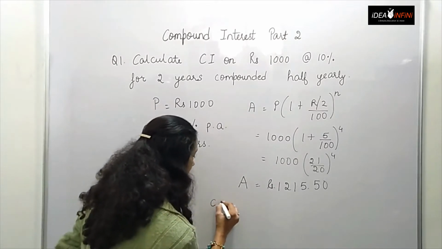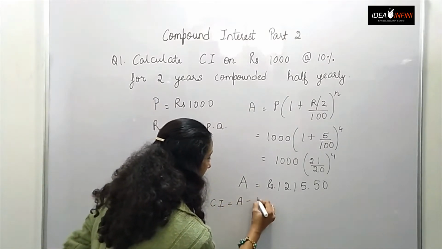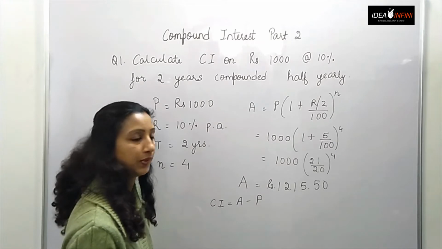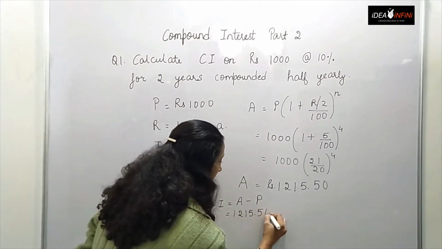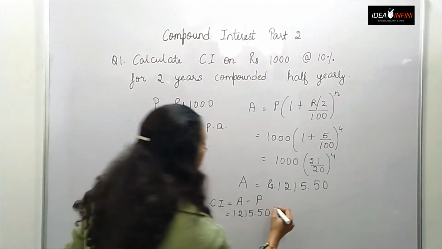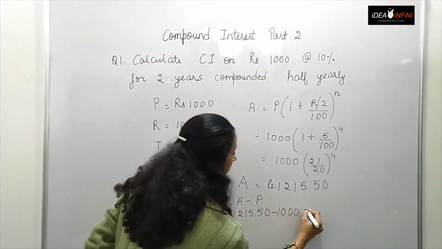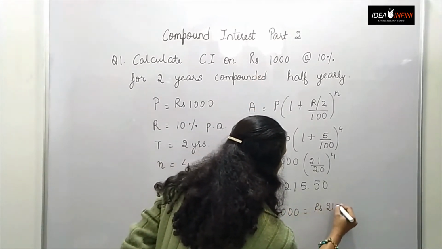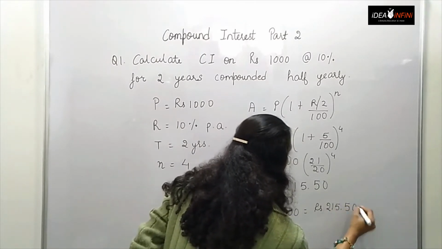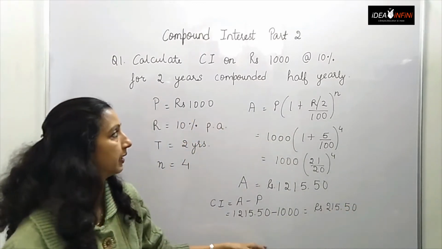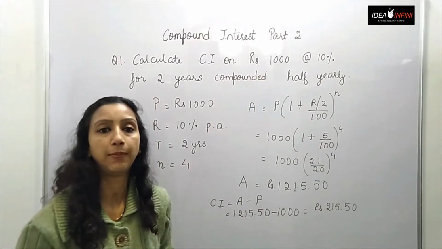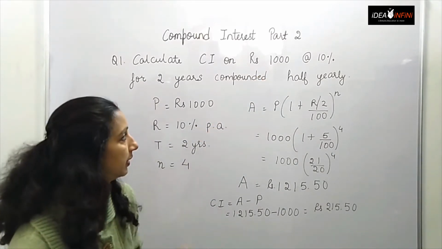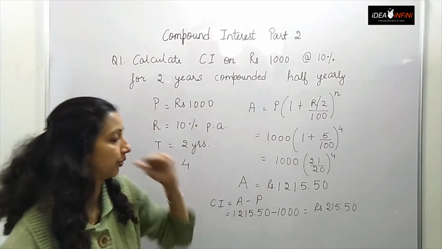To calculate CI, I do A minus P, that is amount minus principal. Amount I have 1215.50 minus principal is 1000 rupees, and the final answer is rupees 215.50. So this will be my final answer for an amount of 1000 deposited at the rate of 10%, compounding half yearly for 2 years.